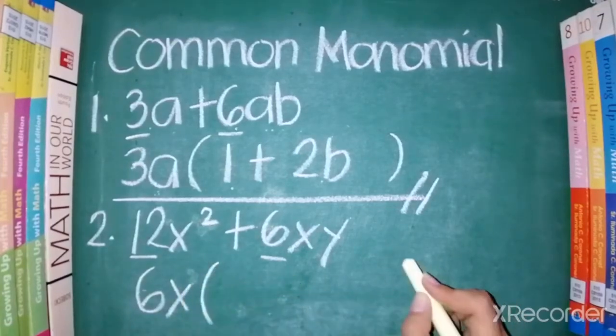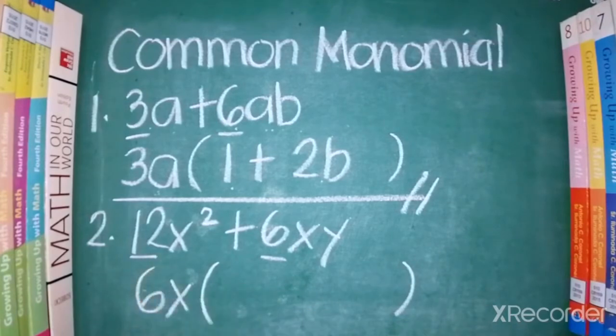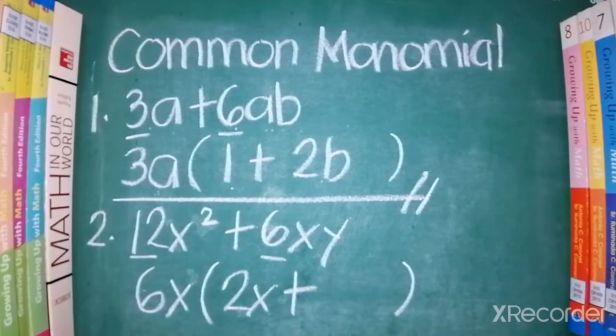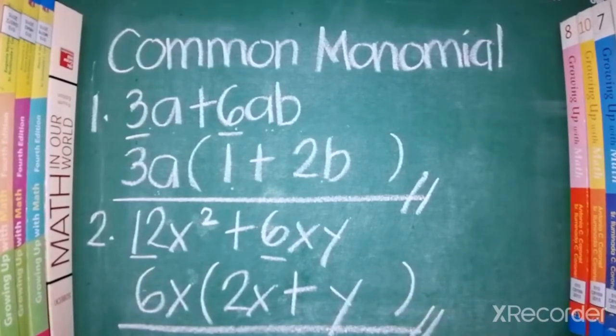So let's continue. 12x squared divided by 6x, that is 2x. Very good. Then copy 6xy divided by 6x. Right. That is y. So that is our answer. We have 6x quantity 2x plus y. That is our factor.